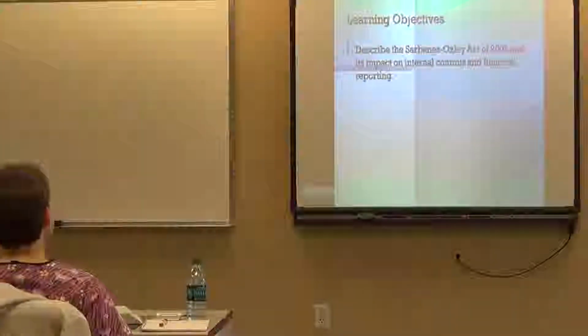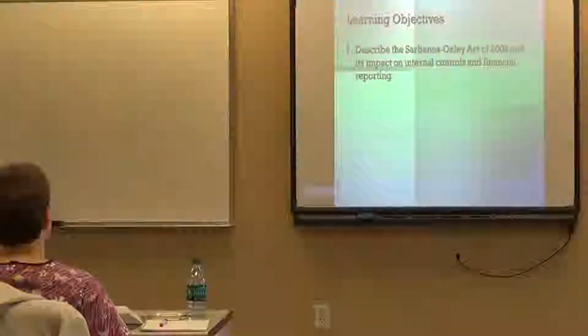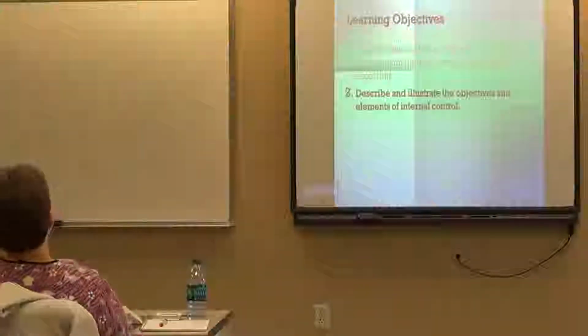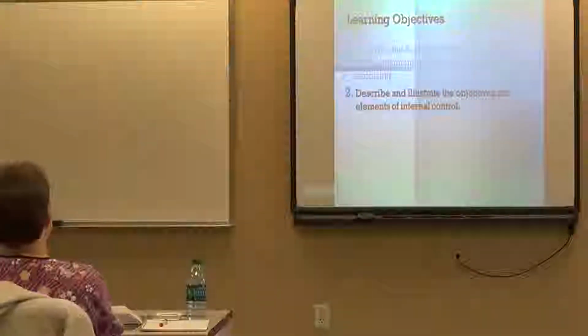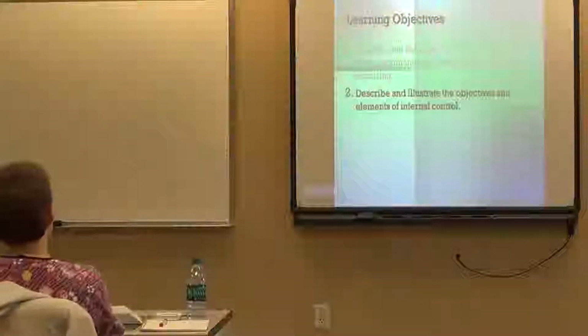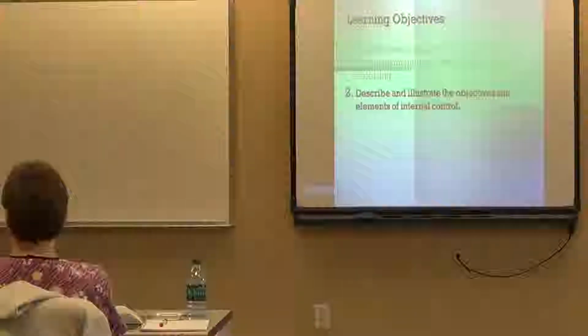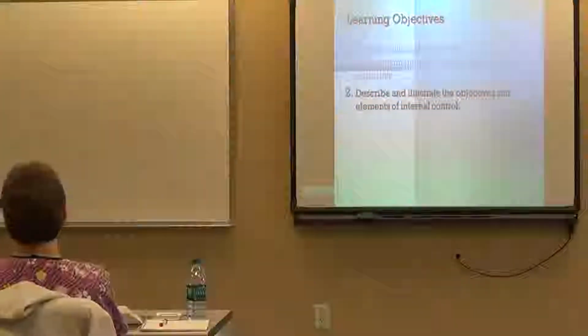So first we'll describe what the Sarbanes-Oxley Act of 2002 is and the impact on internal control, and basically what that is. Then we'll describe and illustrate the objectives and the elements of internal control, what they're really trying to do there. These are some of the things that you'd actually go into when you take auditing, where you take a look at a lot of those things that you're checking for in this internal control.